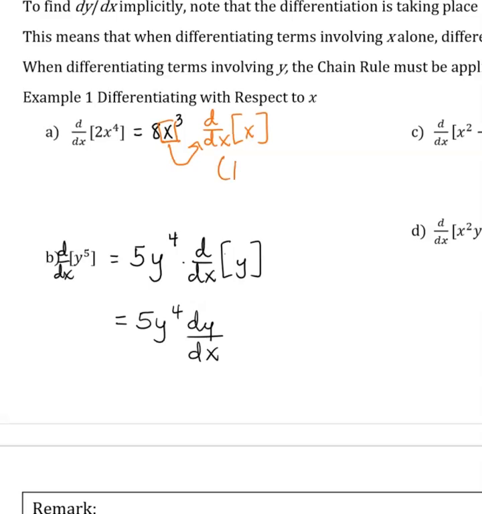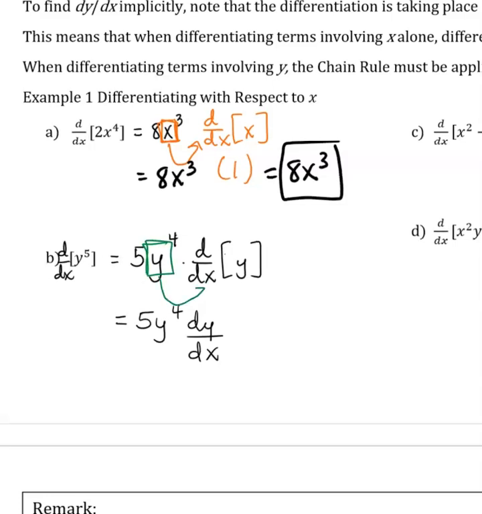But the derivative of x is just 1. And so that doesn't change anything. This is still just 8x to the third. So I never even really have to come in and do this orange part when this is just x. But if this is not x, then when I come in and do the chain rule, this will not be 1. It will be something else. In this case, it was dy dx. So that's the difference between taking the derivative implicitly and taking the derivative explicitly.